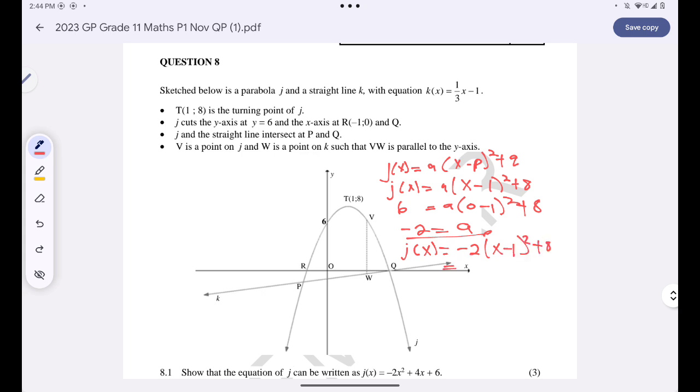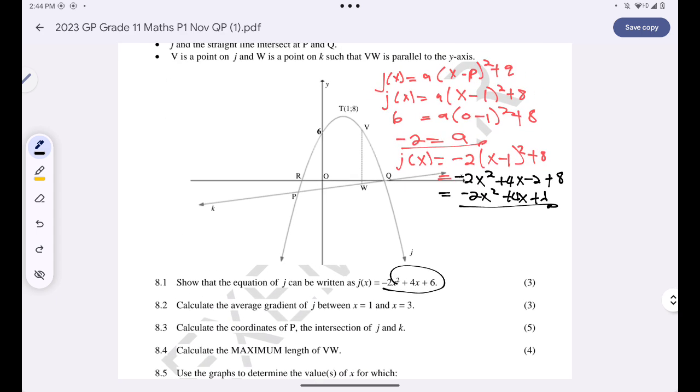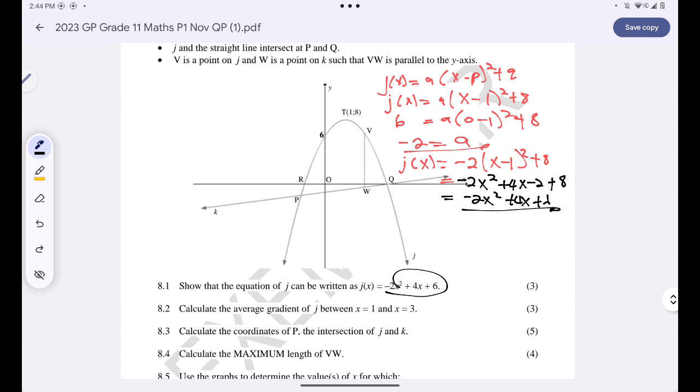I just need to remove the brackets. Whenever I do so, I will have negative 2x squared plus 4x minus 2. I still have a plus 8 there. This will be negative 2x squared plus 4x plus 6. So I've proven that the equation can be written like that. I just needed to find the value of A and then just work.